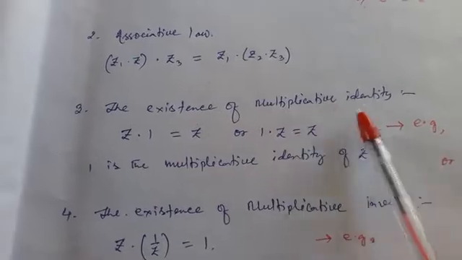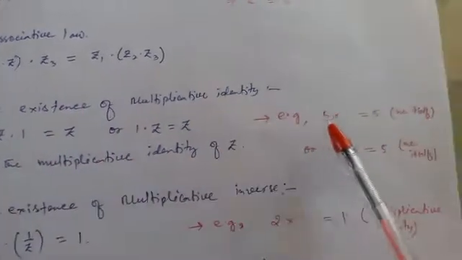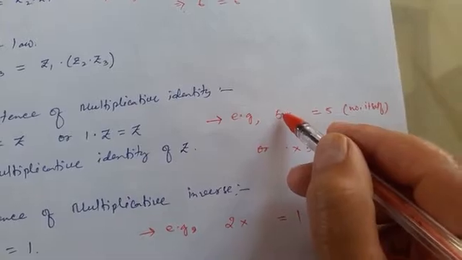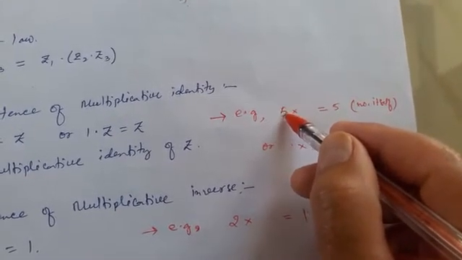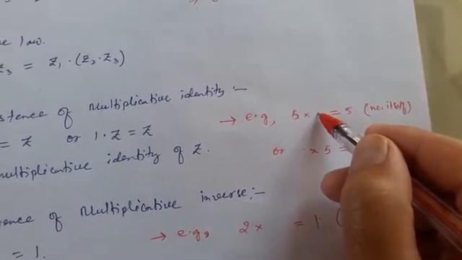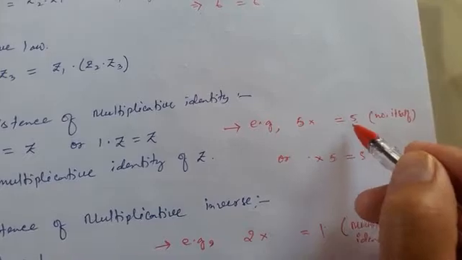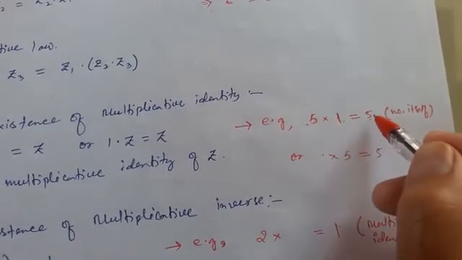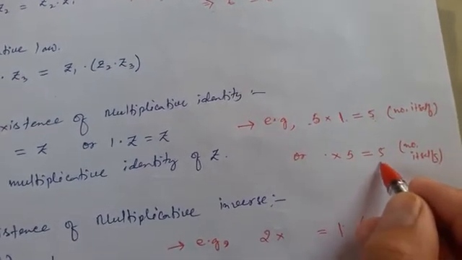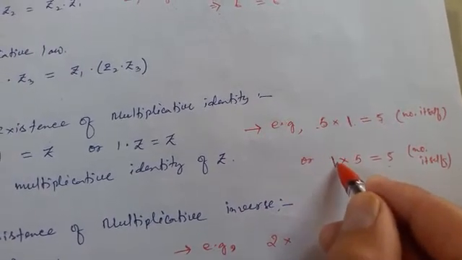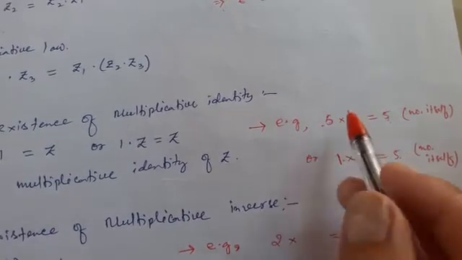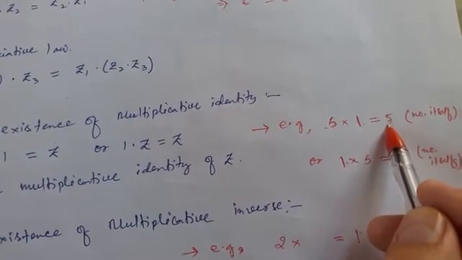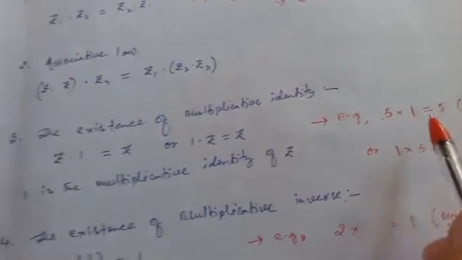The existence of multiplicative identity. See, for multiplication, when we multiply, let's find this: 5 into, we have to put one number in order to get the number itself. The number is 5 itself. In order to get 5 itself, the number we have to multiply is 1. 5 ones are 5. Like that, in order to get the number 5 itself, we multiply by 1. 1 fives are 5. So when we multiply two numbers, that number itself is obtained. In order to get the number itself, the number we multiply is 1.